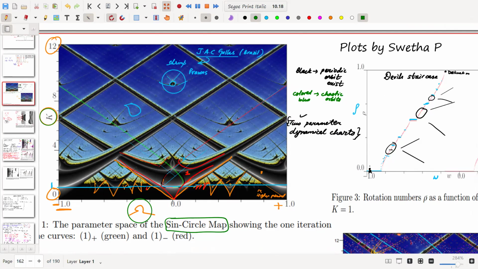Here you can see the black color you are seeing are the periodic orbits. The colored regions you are seeing are maximum chaotic orbits. You can see there is a gradient of color. Some colors are a bit light blue and some colors are dark blue, right? However, the most interesting part of this is that this takes a lot of time to compute.